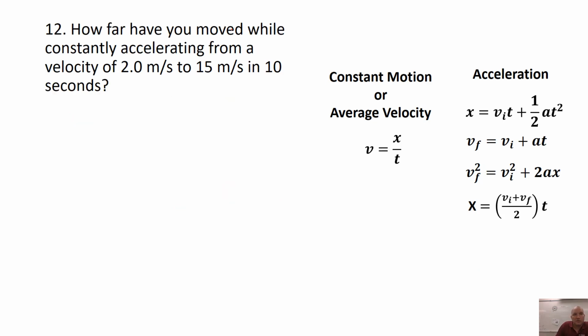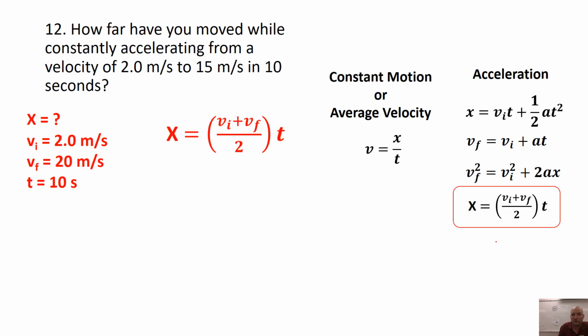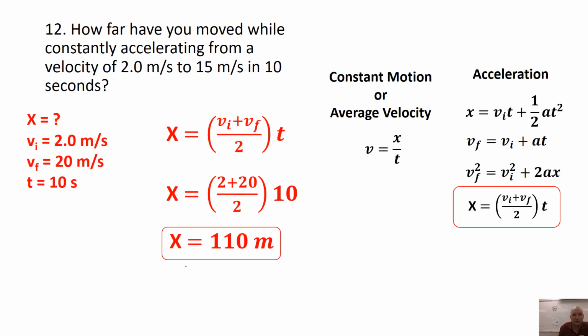Okay, how far have you moved while constantly accelerating from a velocity of 2 meters per second to 20 meters per second in 10 seconds? So how far have you moved? What's your displacement? Starting from 2.0, ending at 20 meters per second, and you're given 10 seconds. There's only one equation that goes with that. Then you plug in your values. And for this answer with these numbers, it would be 110 meters as your answer.